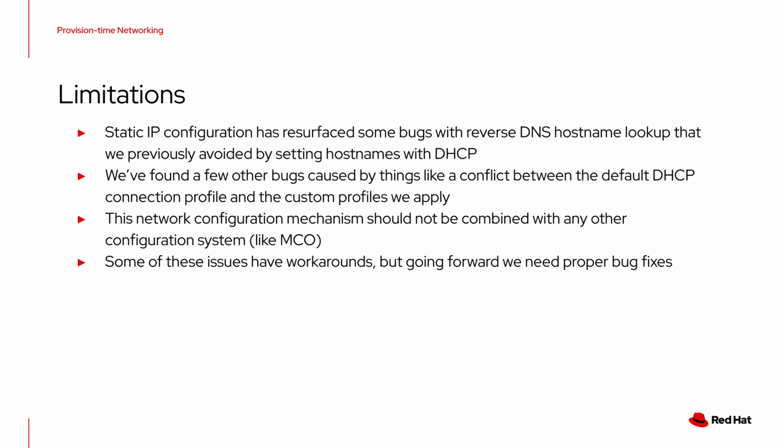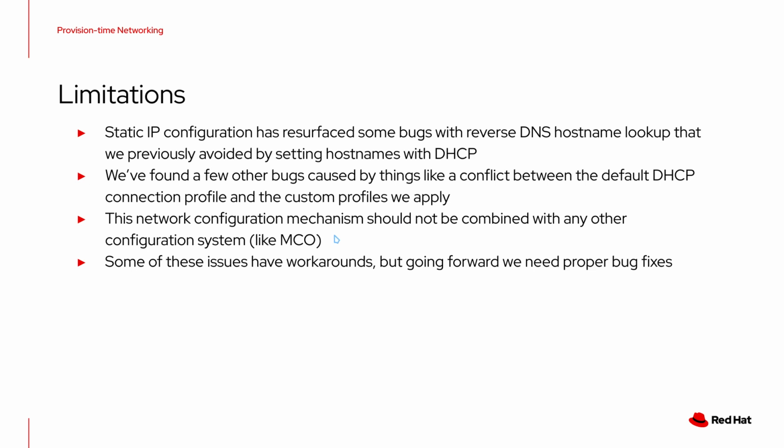We've also found a few other bugs that are caused by the fact that we normally DHCP all the things on a node, and now that we're applying a separate connection profile for some of the interfaces, you can end up with both the default DHCP profile and the new custom profile kind of fighting over the interface, and then you end up with races, and it's kind of a mess. We do have a workaround for that, but it's something we still need a better fix for. So something to be aware of.